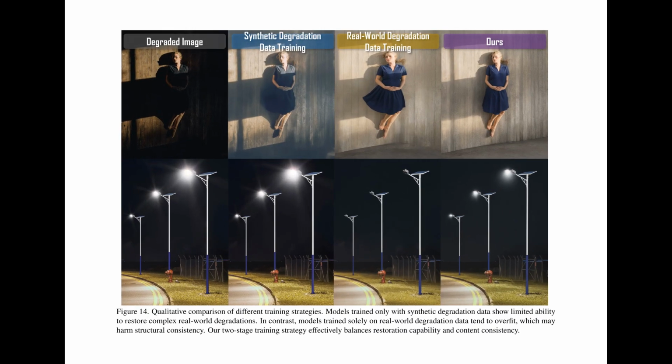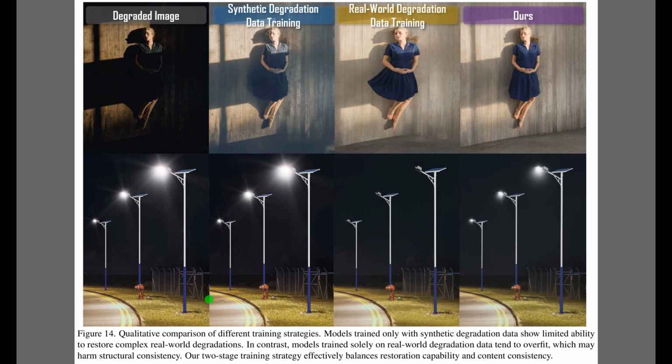Next, Figure 14 visualizes the impact of the different training strategies to confirm the necessity of the 2-stage approach. The second column reveals that models trained exclusively on synthetic data struggled to fully resolve complex real-world degradations. Conversely, the third column demonstrates that training solely on real-world data can lead to overfitting. This harms structural consistency by altering features like the woman's dress or incorrectly removing natural light sources. The final column shows the complete 2-stage method, which effectively balances strong restoration with reliable content preservation.